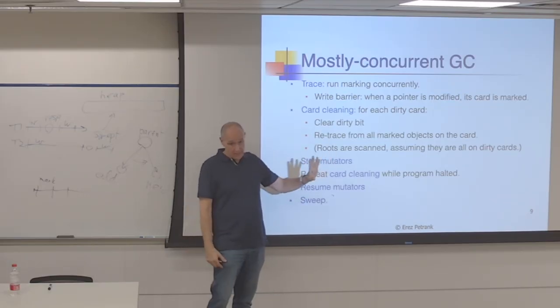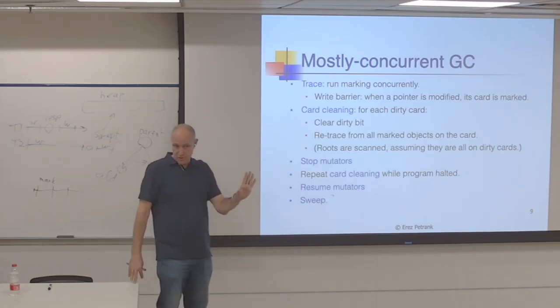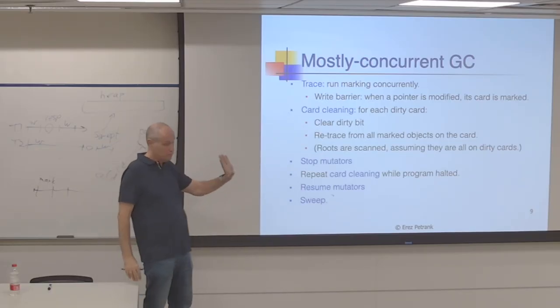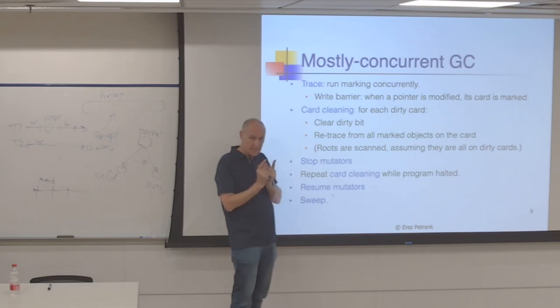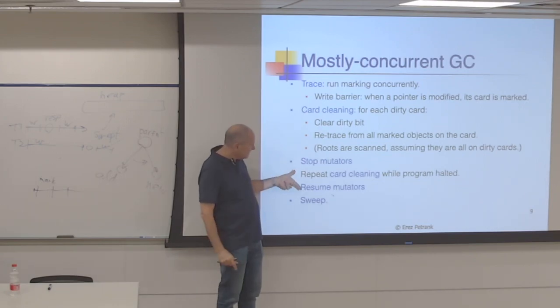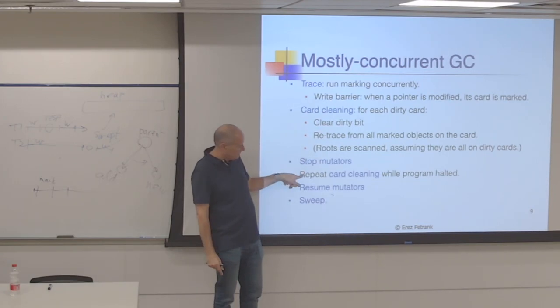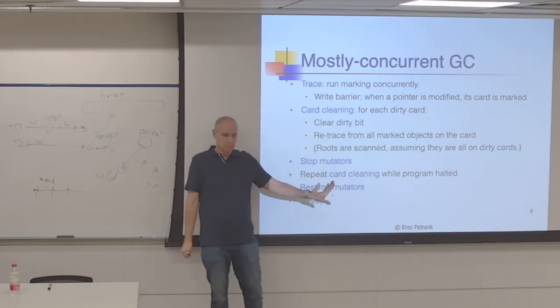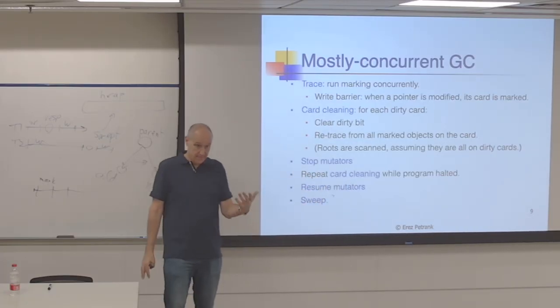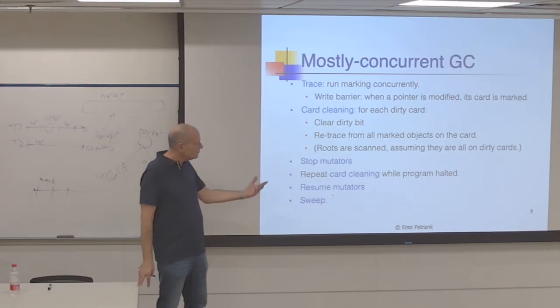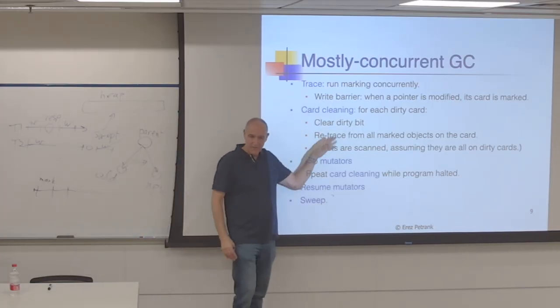You let the program run without many interruptions. This is the main goal, to let it have small pause times. When you stop the mutator and you do the last card cleaning, this is the pause time that the user feels. And so it's not really free. You feel it.